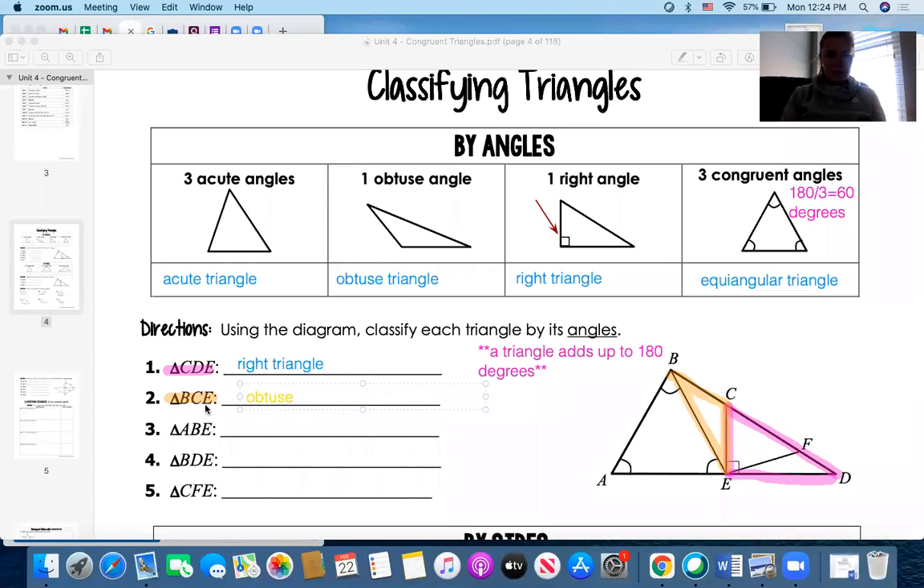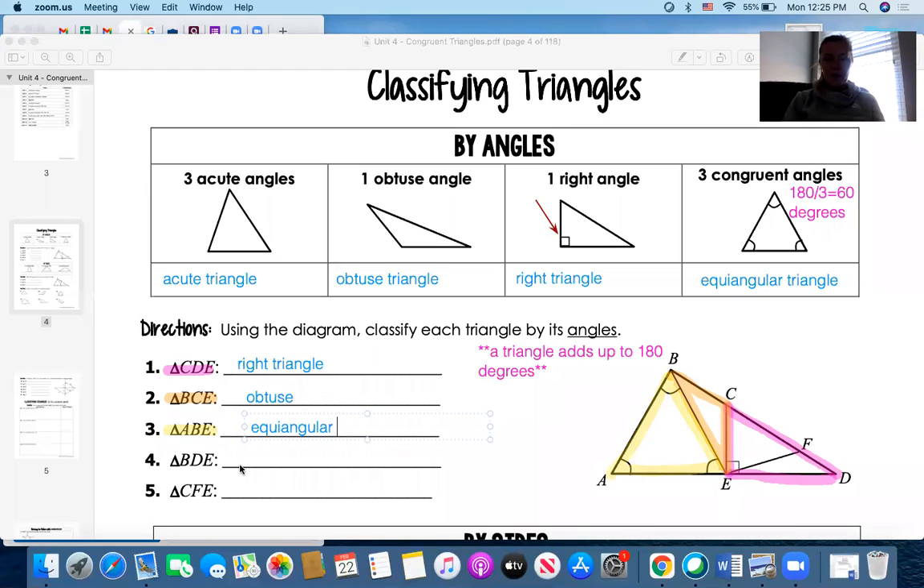Next, we have, hang on. I need to remember to change what I'm doing before I change the color. Okay, so we have ABE right here. So we notice that it has all those lines in the corner. Can anybody tell? Yeah, great job. It is equal angular.